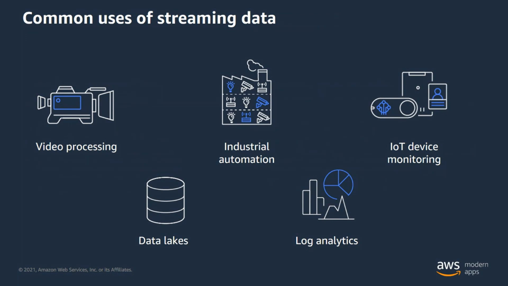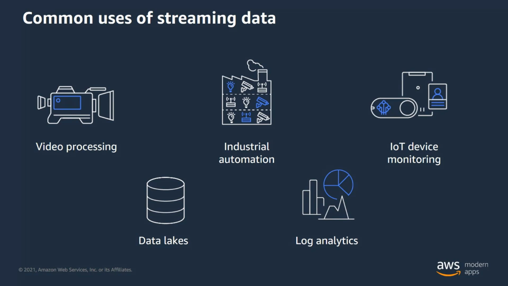There are a wide variety of use cases for Kinesis. Here are just a few of the common ones that we see from our customers. In video processing, Kinesis allows you to stream video from connected devices to AWS for analytics or machine learning. The video can then be processed by other services depending upon the needs of the workload.